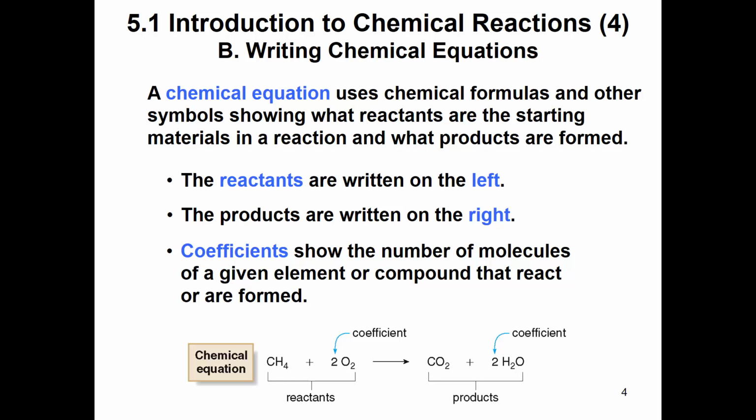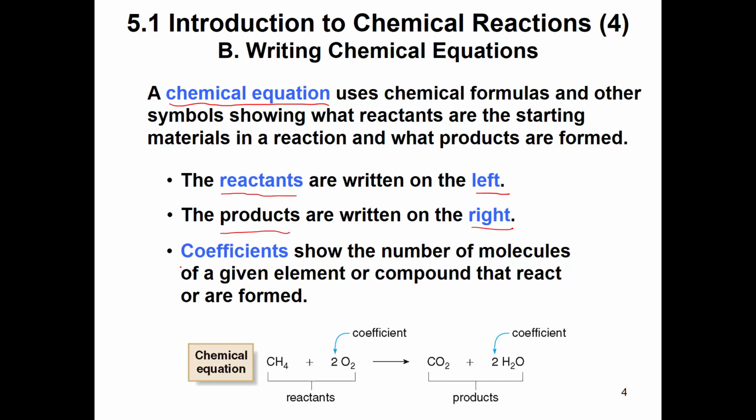One way that we can show this or symbolize this is by using what we call a chemical equation. And a chemical equation uses the formulas for all of these compounds and other types of symbols that are going to allow us to kind of define what's going on. And we're going to show the reactants and the products. And we always are going to write those reactants on the left-hand side of the arrow, and the products are going to be written on the right-hand side of the arrow.